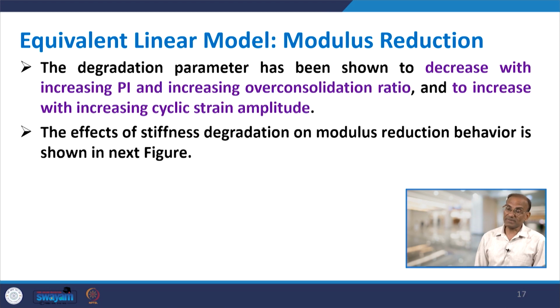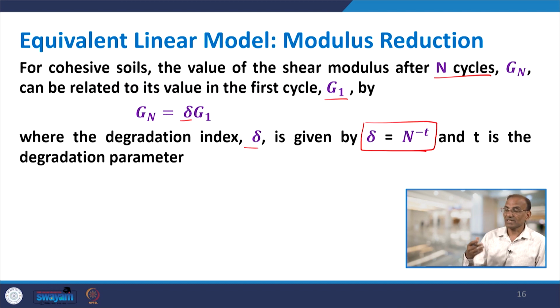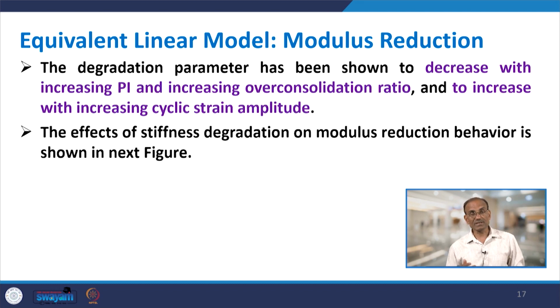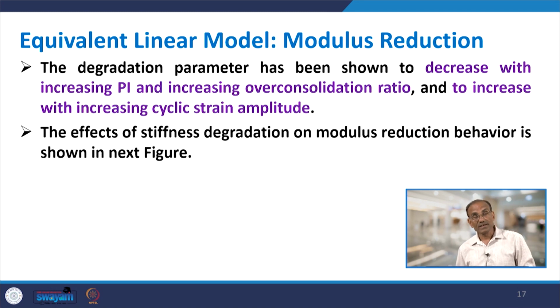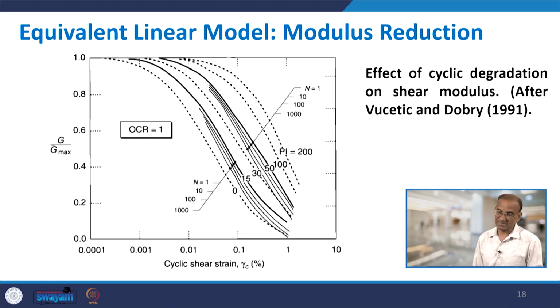The degradation parameter has been shown to decrease with increasing PI and increasing over consolidation ratio. So, the value of delta will decrease as you increase the value of PI. That means this degradation will be more for the higher value of PI. The effect of stiffness degradation on modulus reduction behavior is shown in the next figure. This figure is for OCR equal to 1, so there is no effect of over consolidation ratio on this curve. On the y axis you have G by G max, on the x axis you have cyclic shear strain amplitude gamma c.